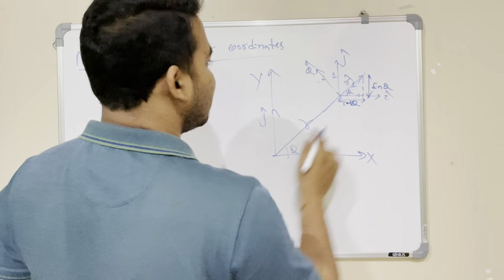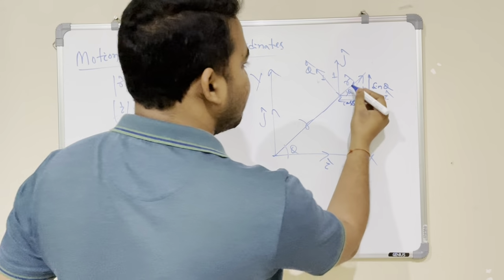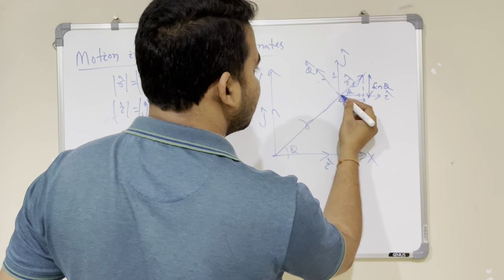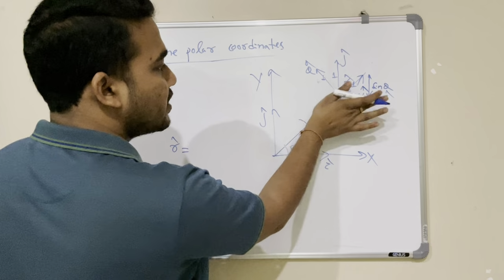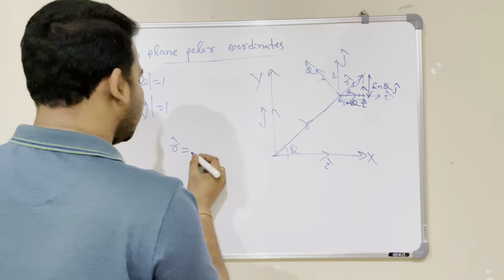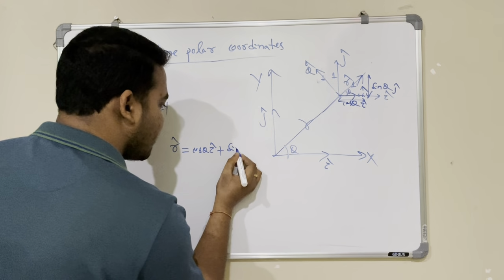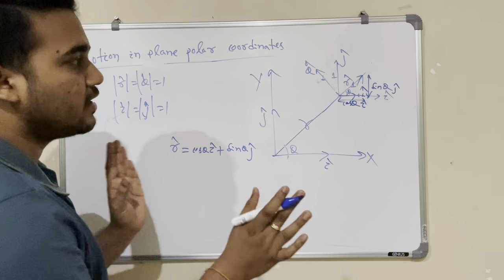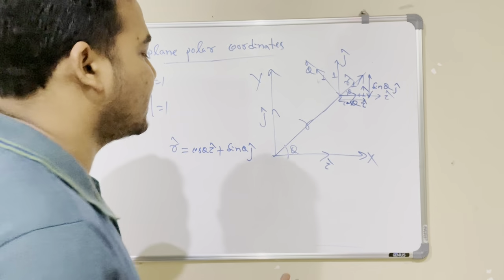If this is cos theta and this is sin theta, we can write r cap as this vector plus this vector. So this vector is cos theta I cap and this vector is sin theta j cap. So r cap equals cos theta I cap plus sin theta j cap.